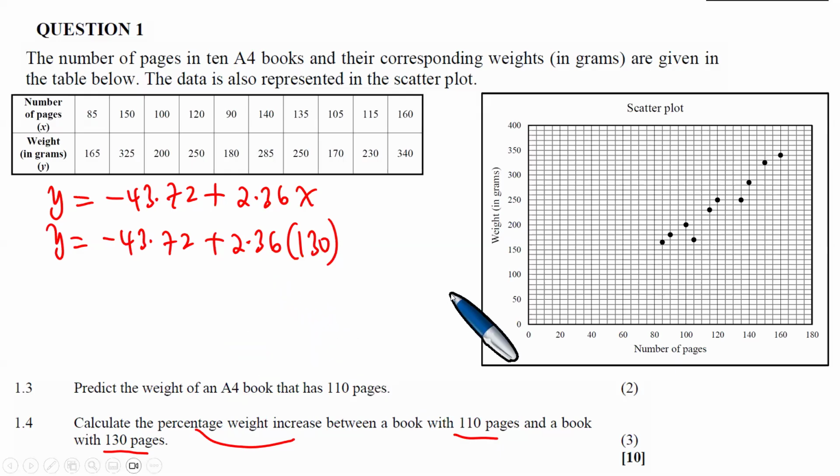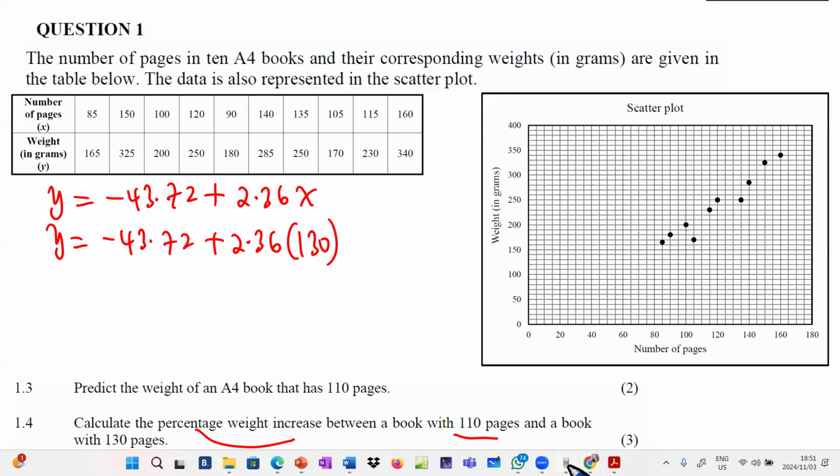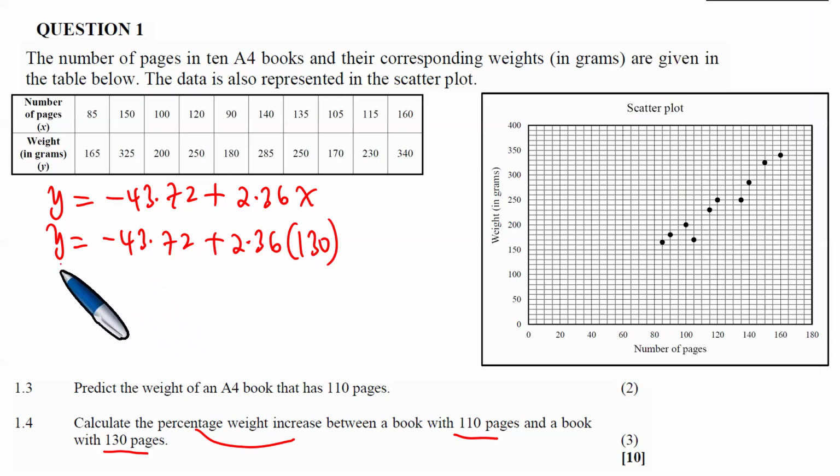So let's use the calculator, because now there's a book that is 130 pages. Let's just find the weight. If the book has 130 pages, it's minus 43.72 plus 2.36 times 130. This is 263.08.